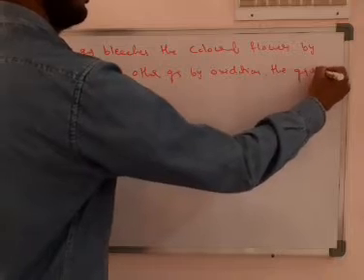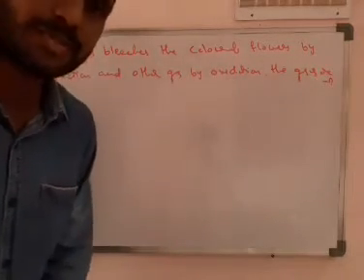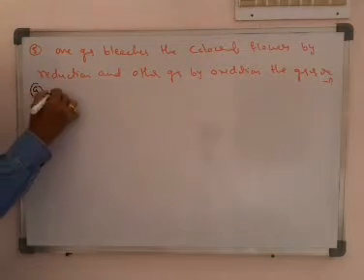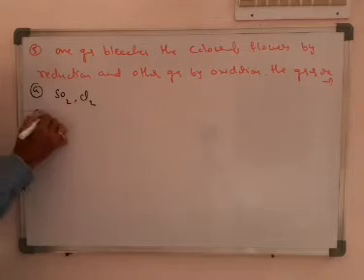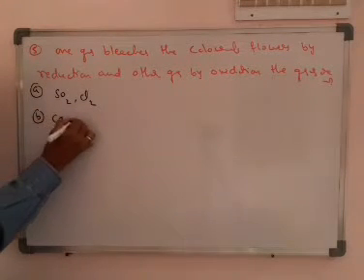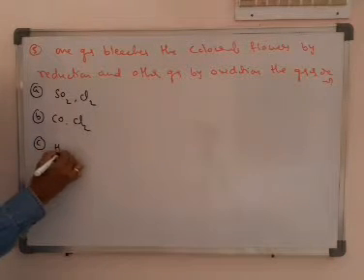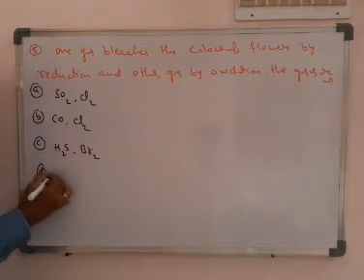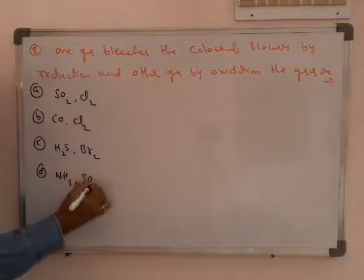We have to write the options first. The given options are: sulfur dioxide and chlorine; carbon monoxide and chlorine; hydrogen sulfide and bromine; ammonia and sulfur dioxide.